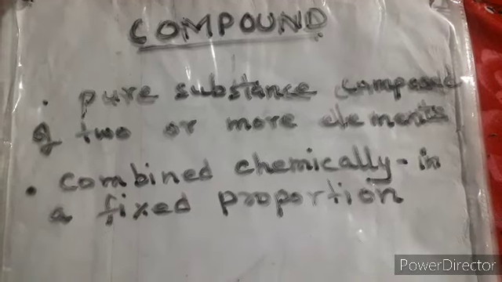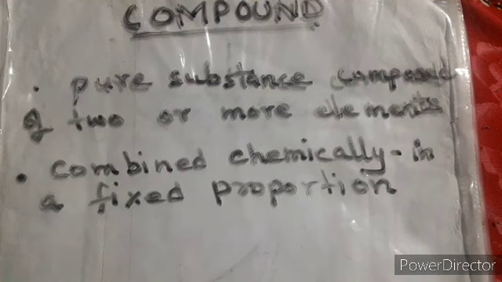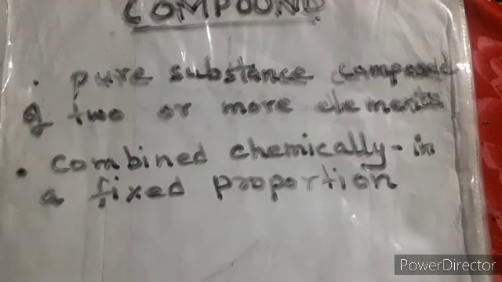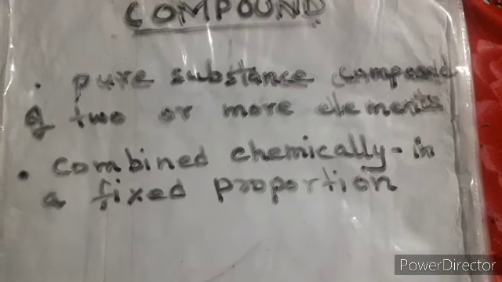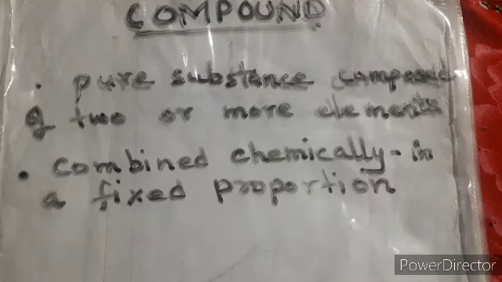Now, class ninth, we are focusing on the next topic, that is compound, and I have written the definition of compound: a pure substance composed of two or more elements combined chemically in a fixed proportion. So this is the definition for compound, and whenever it's asked in your exam, please write down this definition only.